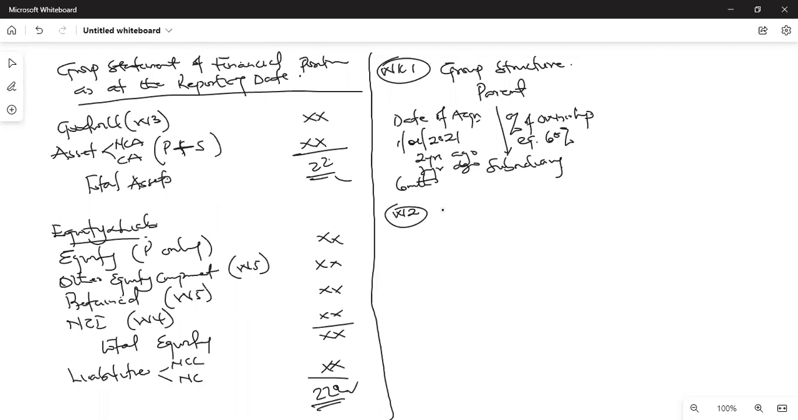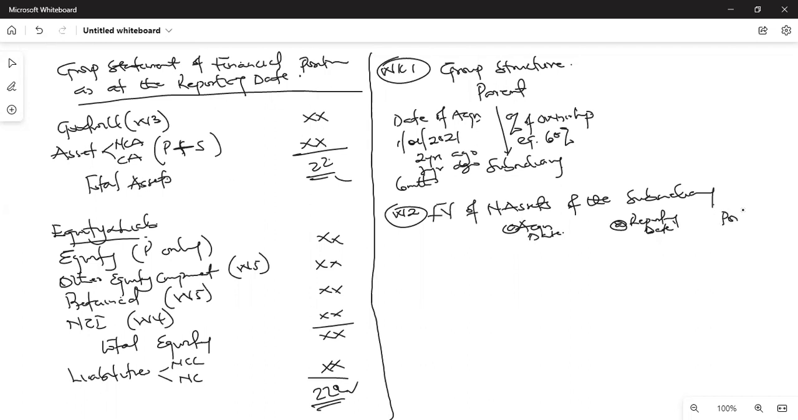We call it the fair value of net assets. The net assets of the subsidiary. All right, and we have 3 timings here. We have at acquisition date, at the acquisition date, we have at reporting date, and we have post acquisition.